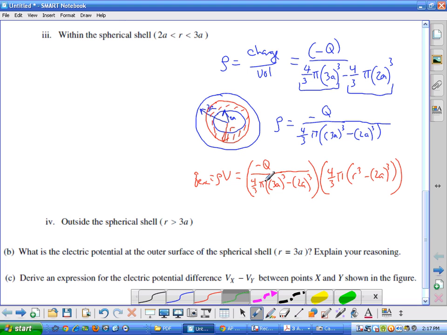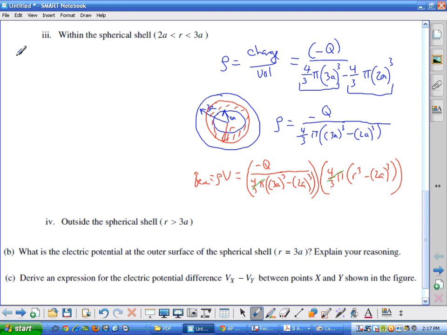So again, with a little bit of simplifying, the 4/3 pi drops out. But instead of having a simpler expression like we had before, we have the ratio of r cubed minus 2a cubed over 3a cubed minus 2a cubed. Again, it's still the ratio, but we have to subtract off this inside hollow part.